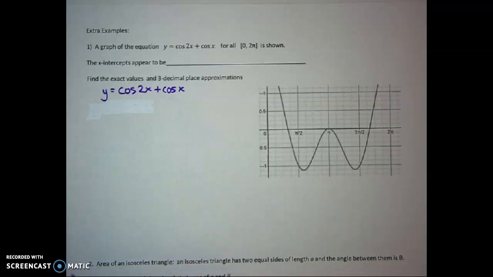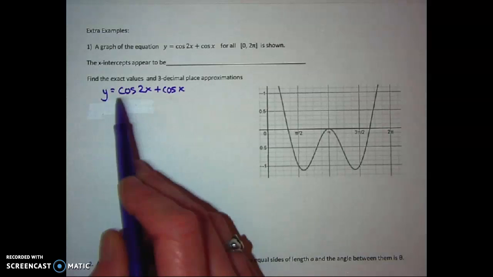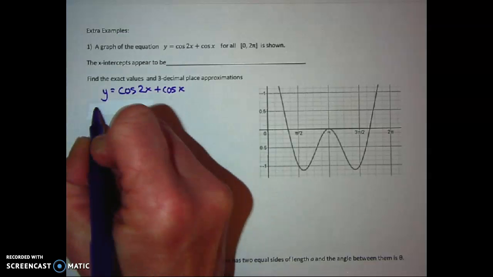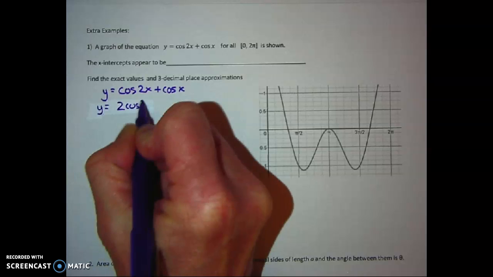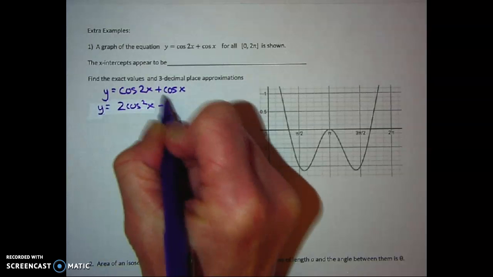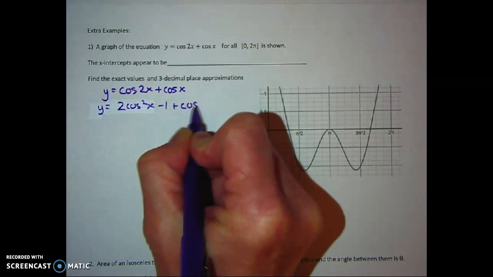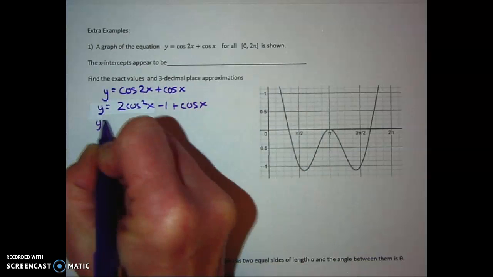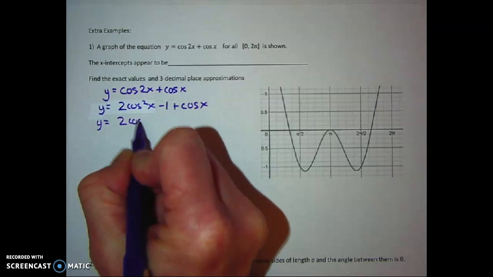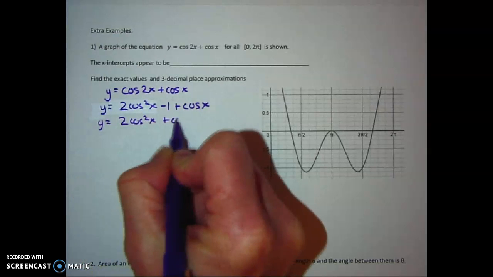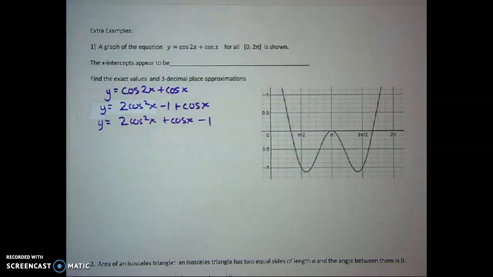And since I have a cosine there, I am going to realize that I'm probably going to need to factor this. So I don't need to mix up my sines and cosines. So I'm going to choose to write this as 2 cosine squared of x minus 1, and then I still have that cosine of x. And now I just want to rewrite this in a more graphable form: 2 cosine squared of x plus the cosine of x minus 1.